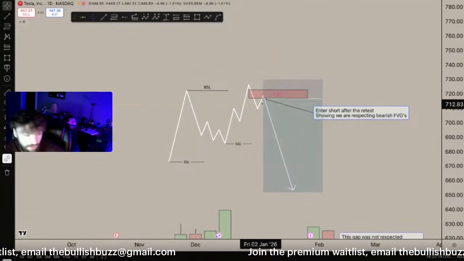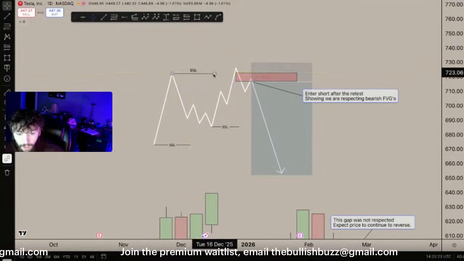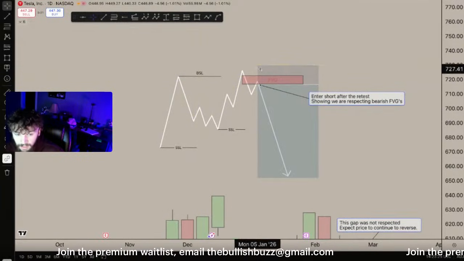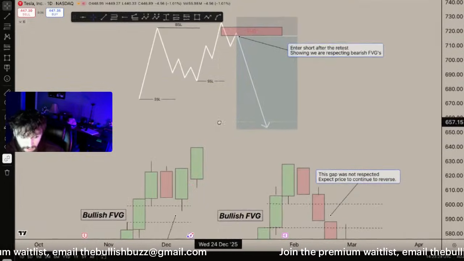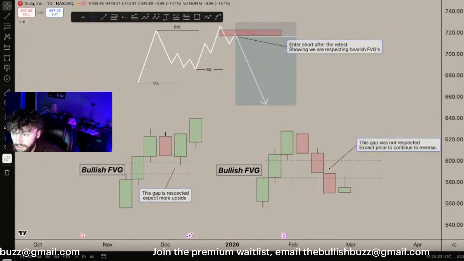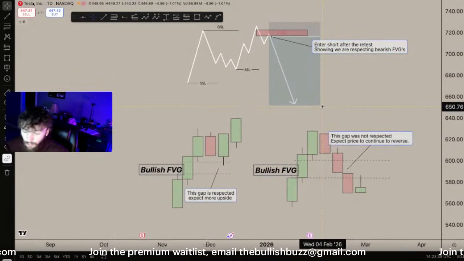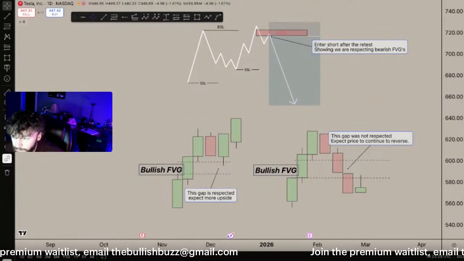You guys can clearly see that this is a great setup, as you not only are getting that liquidity sweep above your buy side liquidity, but then you're coming back down, retesting a bearish fair value gap, respecting it, and continuing lower. All this stuff is over in the premium side with the education, but I want to make sure that everybody can understand that kind of stuff, and I have no problem breaking that down.